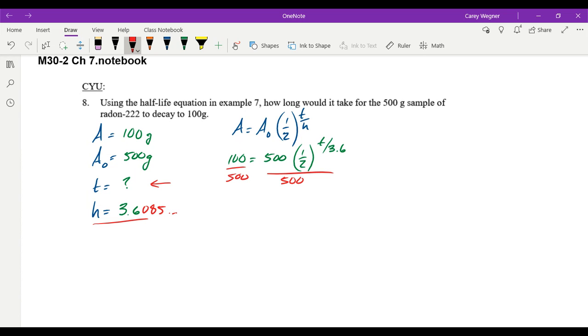And this time, because it's easy for me to do in my head, I'm going to change this to a decimal, 0.2. That'll be a half exponent t over 3.6 with all the decimal places. Rewriting this in logarithmic form, I have a log base 1/2 equal to the exponent t over 3.6 with all the decimal places of 0.2, which is what the logarithm is operating on.